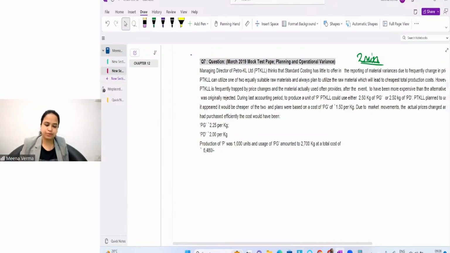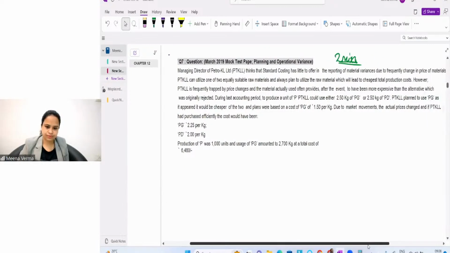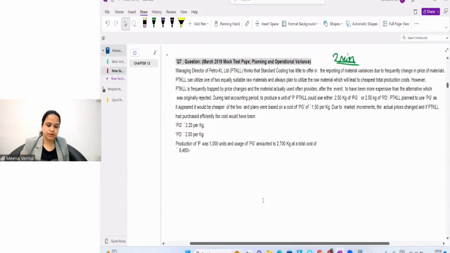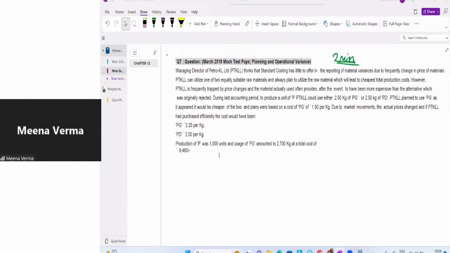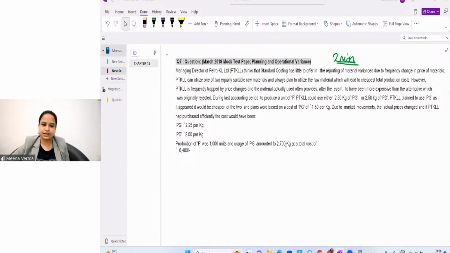Okay. So let me help you to read and solve this question. First, read it carefully, extract the information which is required by you to solve it, right? Read it carefully and extract the information which is important to solve the question. Okay, so let's read the question together.